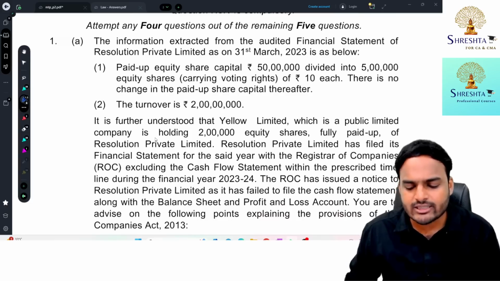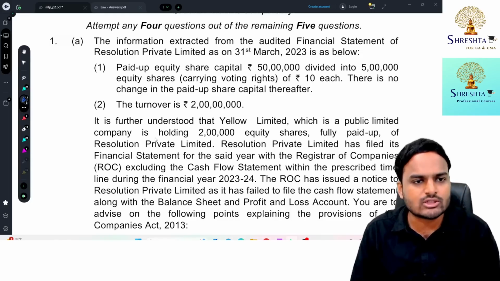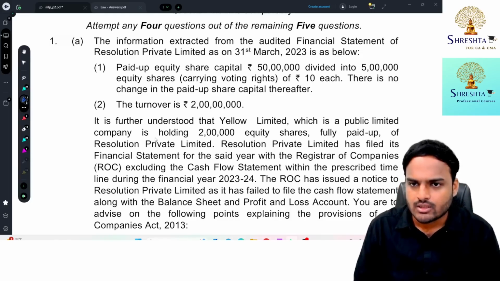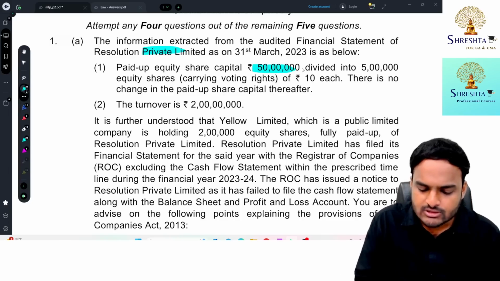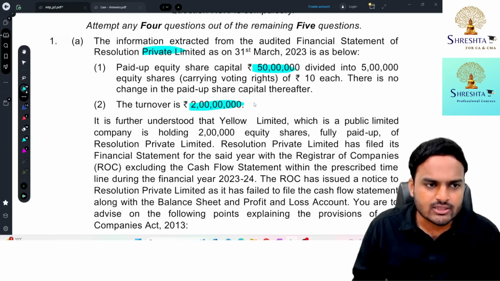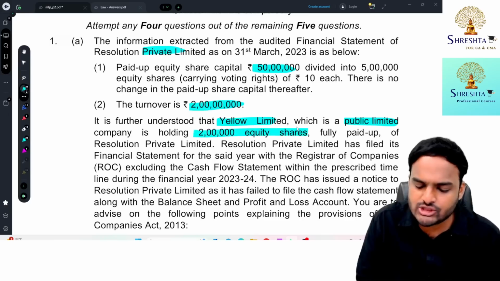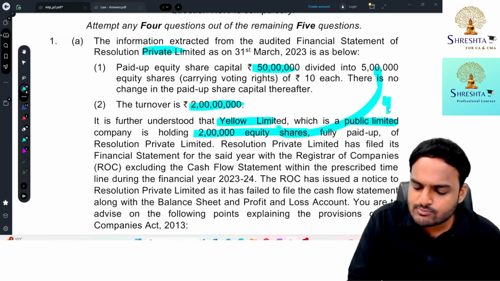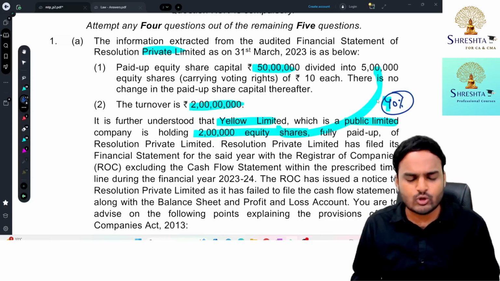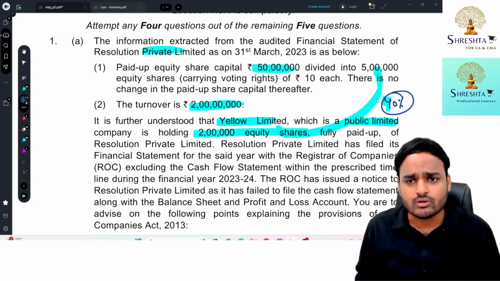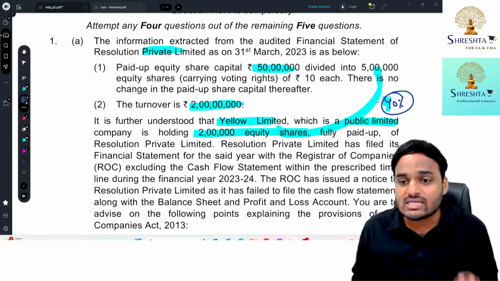The information extracted from the audited financial statements of Resolution Private Limited as on 31st March 2023 is as given below. So it's a private limited company. First of all, paid up share capital 50 lakhs, turnover 2 crores. It is further understood that LO Limited, which is a public limited company, is holding 2 lakh equity shares. 2 lakh out of 5 lakh means 40 percent. So what is the percentage of share capital the public company is holding? 40%. Therefore, Resolution Private Limited is not a subsidiary of the public company.